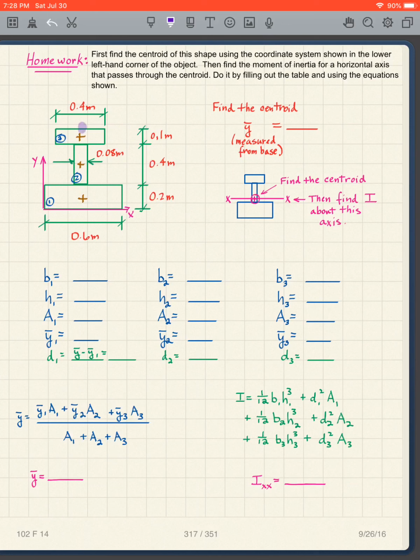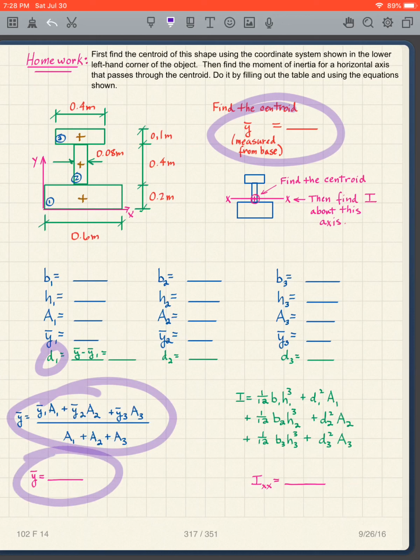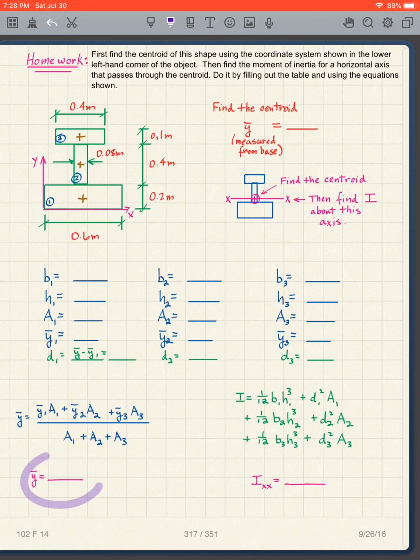And for this one here, it's that distance. So that's my y bar 1. And then D1 is simply the overall y bar that we get using this. So this y bar goes right in there, y bar 1 goes in there. So d1 is y bar minus y bar 1. d2 would be y bar minus y bar 2. And d3 would be y bar minus y bar 3.